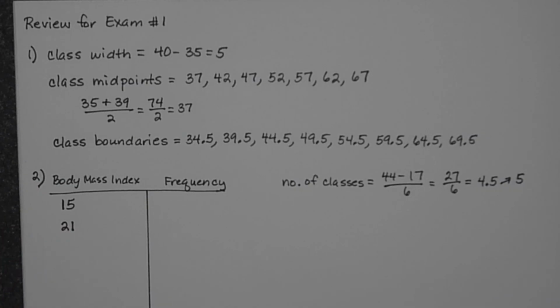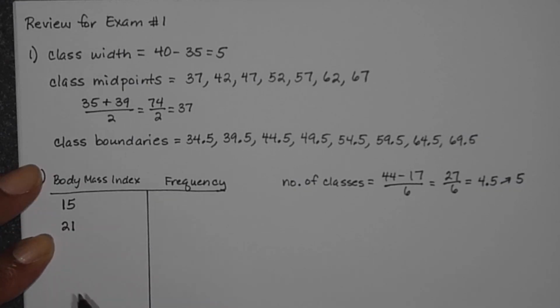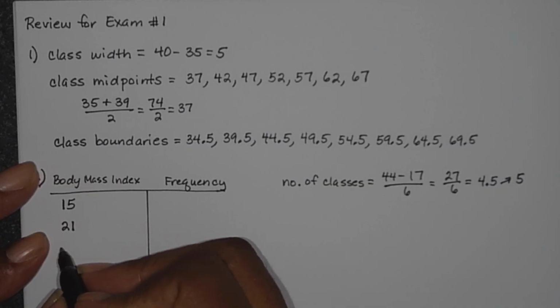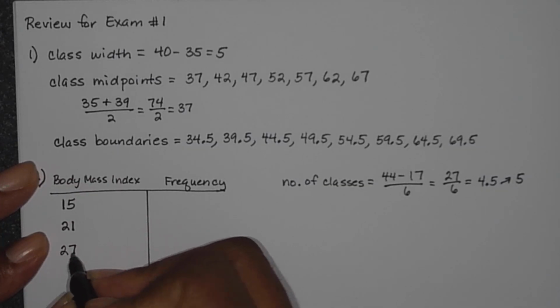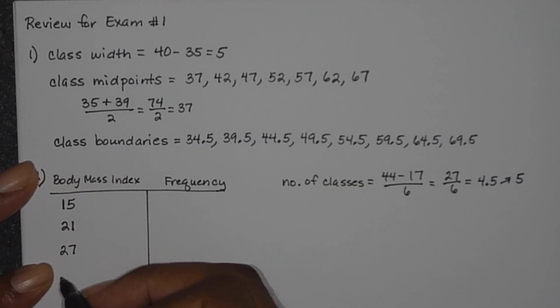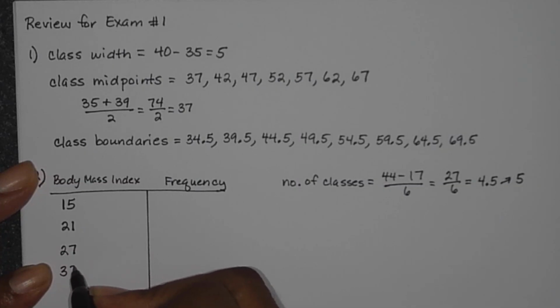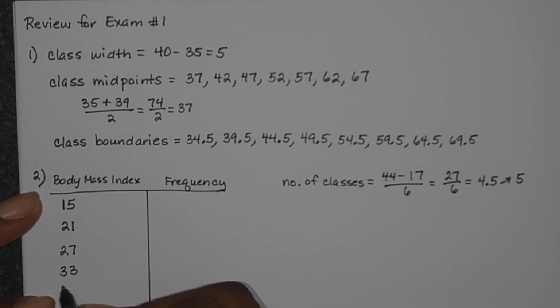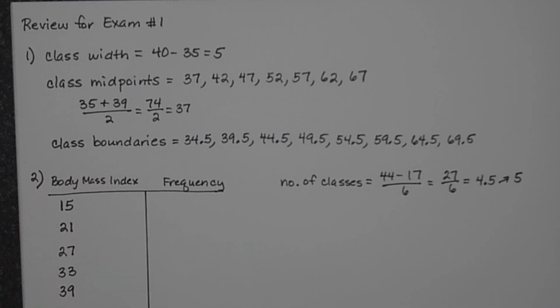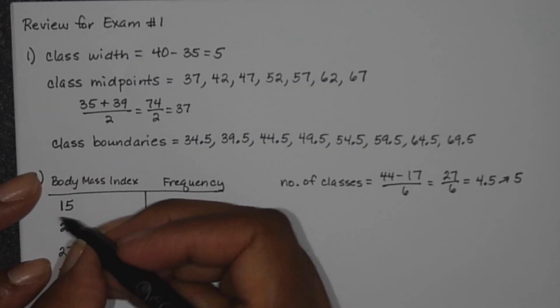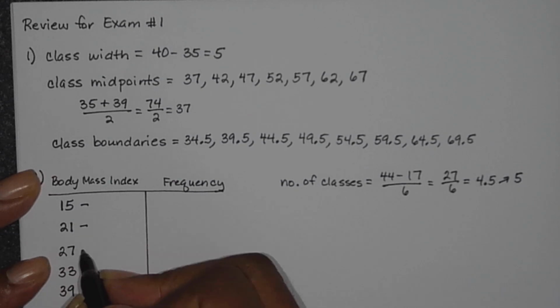21. We add 6 since the class width is 6. Now let's add 6 to the 21 to get the next lower class limit: 27. And then add 6 to that, you'll get 33, and add 6 to that, that will be 39. And we stop right here because we have 5 classes that we're going to be dealing with. And these are whole numbers here.